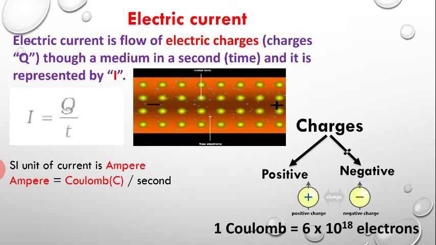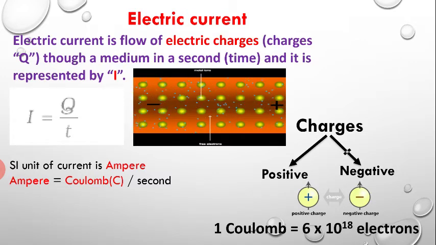इतने नंबर ऑफ इलेक्ट्रॉन जब मिल जाएंगे, then we call it the coulomb. So one coulomb means this number of electrons, 6 × 10 की पावर 18 electrons, when passing through a circuit in a second, we call it ampere. Okay, we call it ampere.